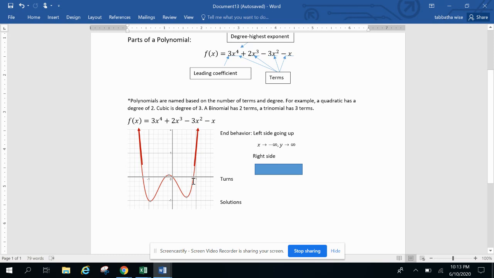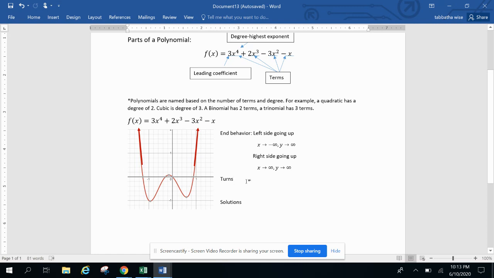We can do the same thing for the right side. The right side for this one is also going up or increasing. So x, as we move this way, as we go towards positive numbers, so as x goes to positive infinity, y values are going up. But as long as you can identify going up or going down, that's good for now.